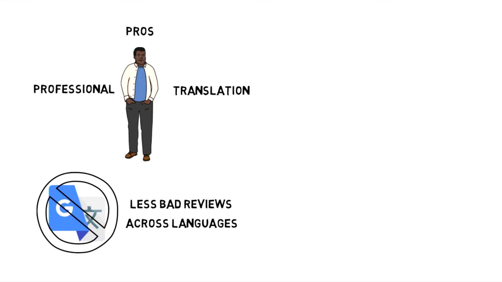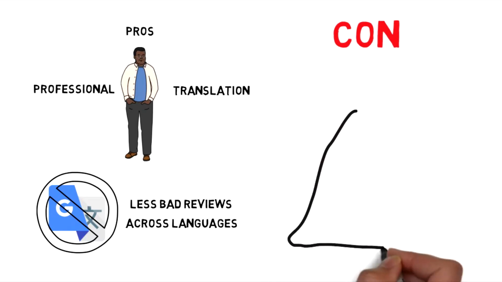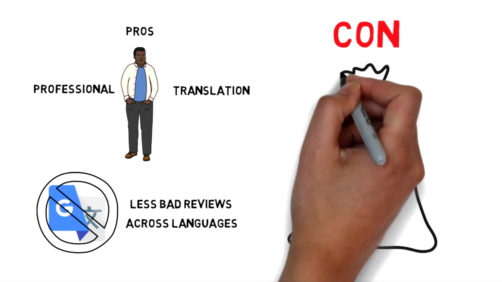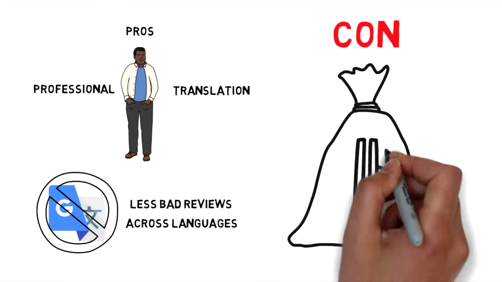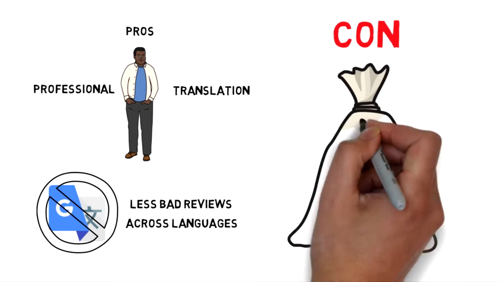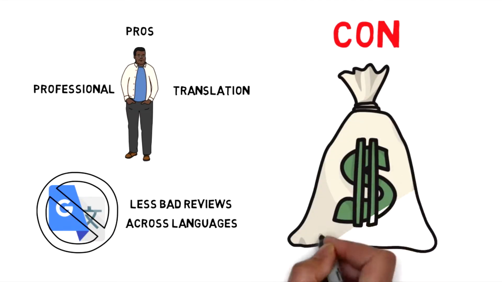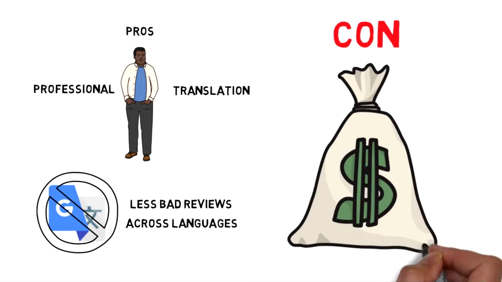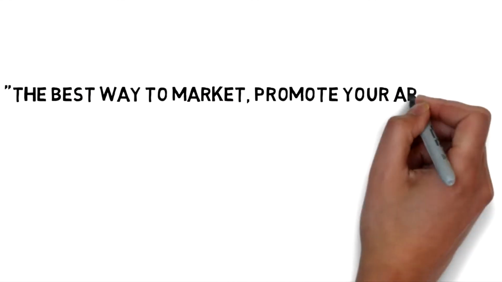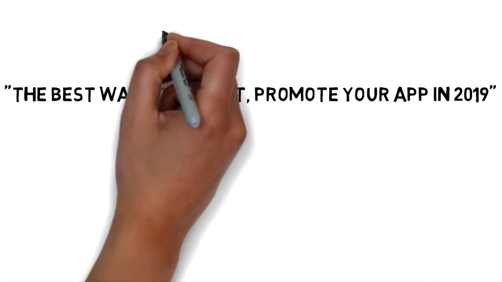Now, the con for using the Google Play Developer Console translations is that it's super expensive. Now, don't get me wrong. If you do spend money on your app, you should spend money on localization first and only then look at anything else. It is the highest return on investment activity you can do for your app by a long distance. If you want to know more about it, see my other video, The Best Way to Market Your Mobile App in 2019. The link to the video is given in the description.